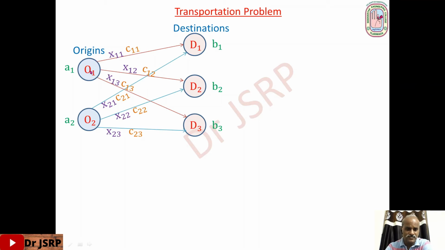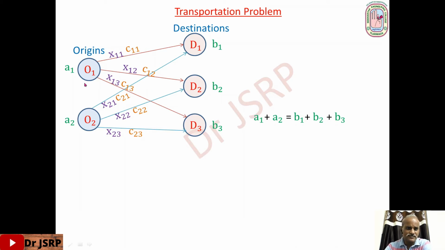Observe that at the first origin, the number of available units is A1. These whole units should be transported to different destinations. So here the condition is that the sum of available amounts is equal to the sum of required amounts. That is, A1 plus A2 equals B1 plus B2 plus B3. That means all available amounts have to be transported to all the destinations. So this is the condition.